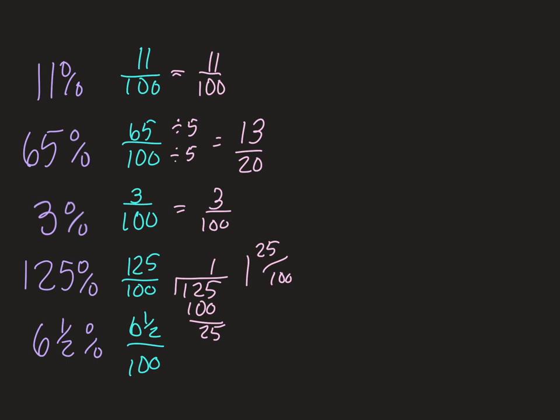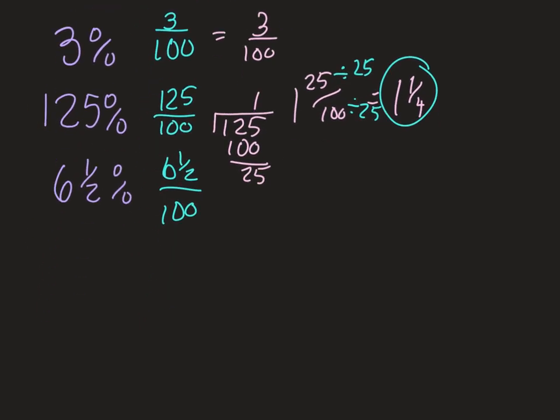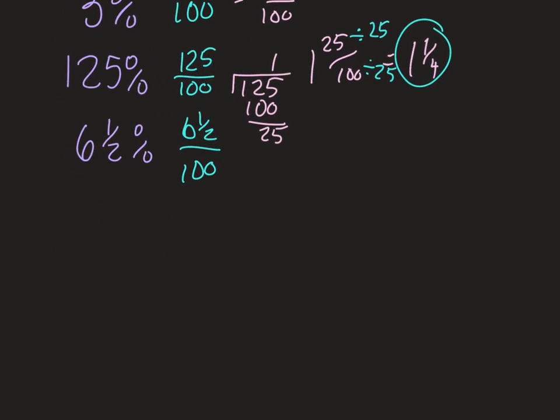And now I'm going to simplify. 25 over 100 is 1/4, because I can divide both of them by 25. So I get a mixed number. Anytime it's over 100%, it's going to be a mixed number. Okay, and then this weird guy. We had 6.5%. Now, I can make it 6.5 over 100, but that just looks really weird.